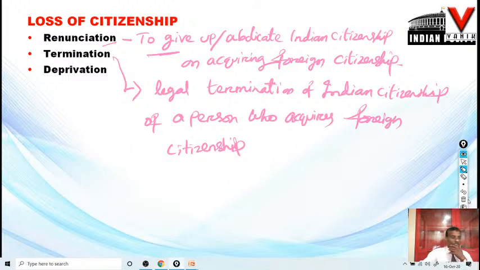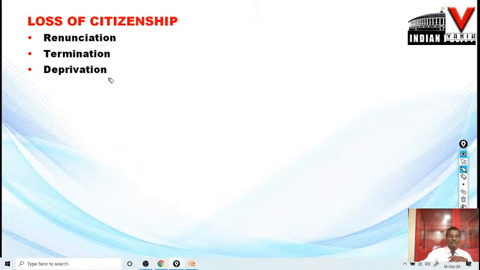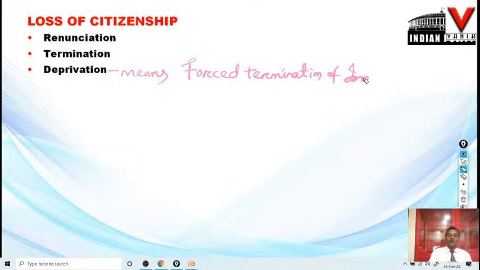But in case of deprivation, you will find that it has a negative connotation. Deprivation means forced termination of Indian citizenship.